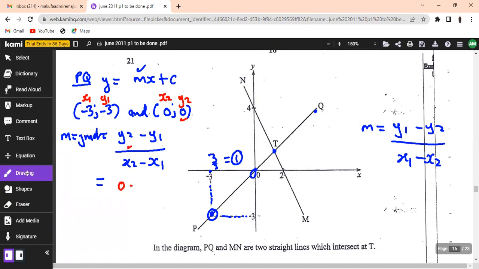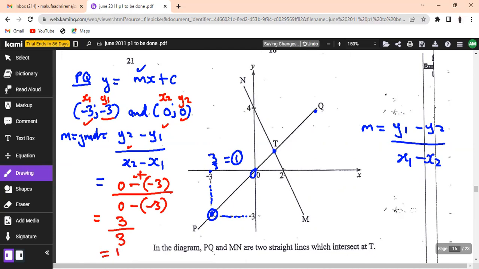So y2 in this case, that's a zero here. So it's going to be zero minus y1, which is minus three. So it's minus minus three over x2, our x2 here, that's a zero, minus x1, which is minus three. As you can see, guys, a minus and a minus is a plus. So we're going to have 0 plus 3, which is 3, over 0 plus 3, which is 3, and it's going to give us 1.